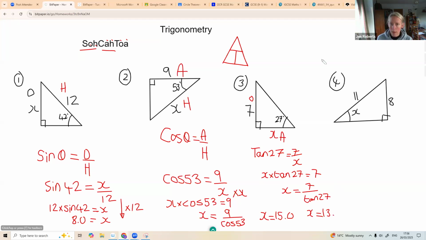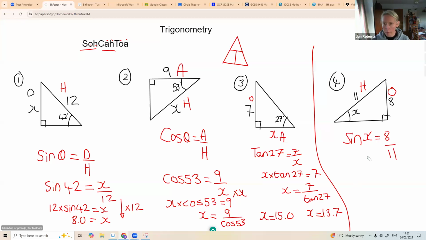4 is a little bit different because you have a missing angle. Start by labelling it OH, sine. Sine of the angle, which in this instance is X, equals 8 over 11. Right, now how do I get this X by itself? How do I get rid of that sine? There's a button on your calculator that reverses sine. If you look above sine, you can see sine to the -1. I need to sine to the -1 both sides.